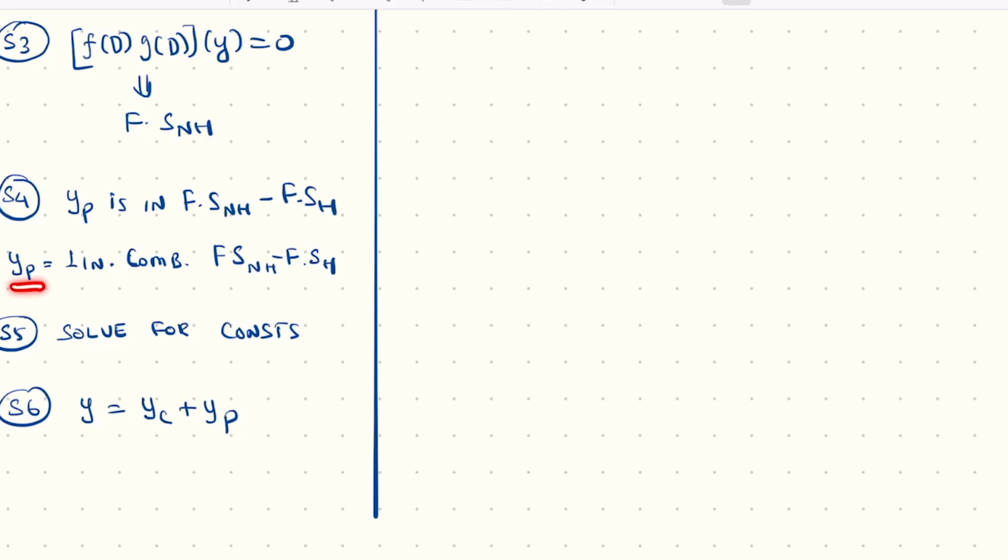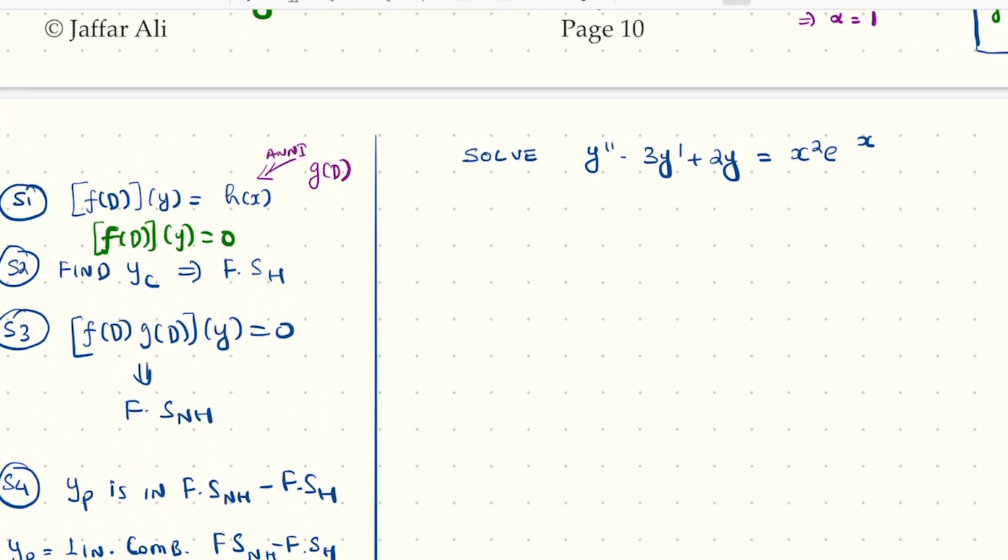Basically yp is a linear combination of the elements that are in FS_nh minus FS_h. Because of the linear combination, we are going to have constants alpha 1 and alpha 2, and then we solve for those constants. Once you do that, you can figure out your yp. You already have yc, and now you have yc and yp together. You add these two, you get the solution y, and that's how we solve this one. So let me execute this process with this particular example.